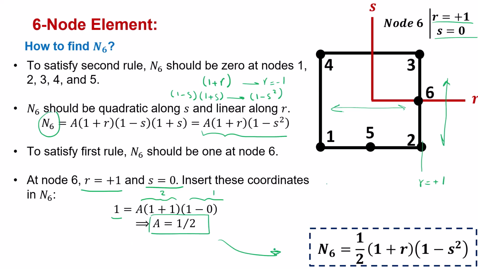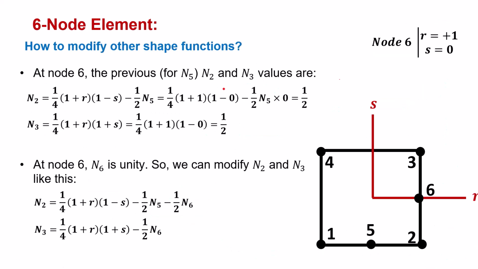So this means that the final shape function for n6 is 1/2 times (1 plus r) times (1 minus s squared). This satisfies both rules. It's 1 at node 6 and 0 at all the other nodes. Now that we have defined n6, we need to adjust the shape functions for nodes 2 and 3. Here is the issue. At node 6, if we look at the old formulas for n2 and n3, both of them will give us 1/2 instead of 0.